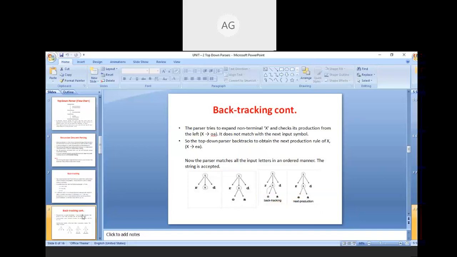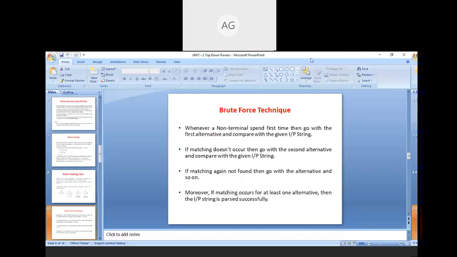Moving to the next slide. The brute force technique is based on the backtracking method. These are some points related to it, and whatever we discussed in the example is written in these lines. Whenever a non-terminal is expanded the first time, go with the first alternative and compare it with the given input string, as we did with OA, but it does not match.